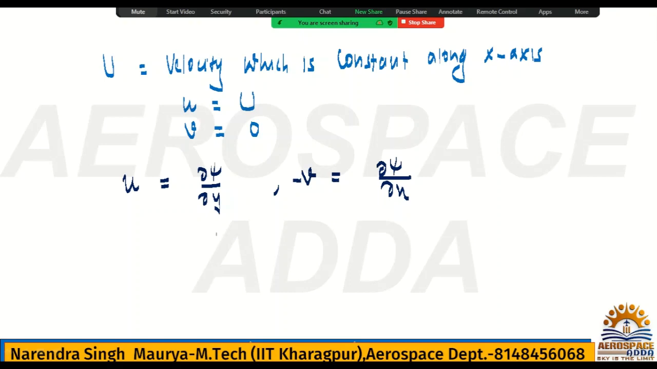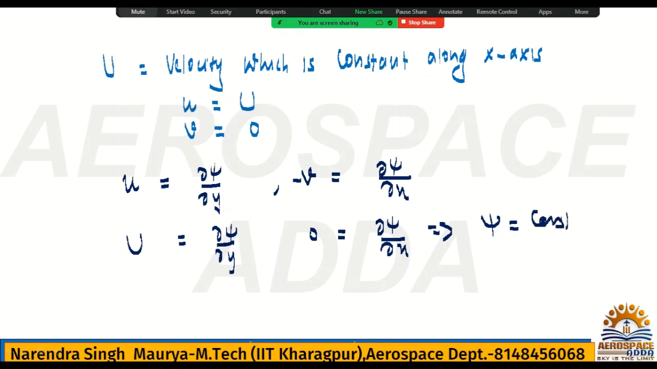Okay, now what is u? U is nothing but capital U, equal to dou psi by dou y. What is the small v? It is 0. So if this value is 0, it indicates dou psi by dou x is 0. So if you integrate it, psi is constant along x direction. Because this derivative is with respect to x, so it is constant along x direction.